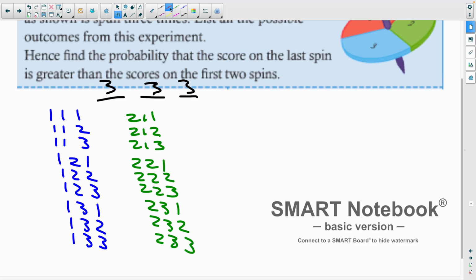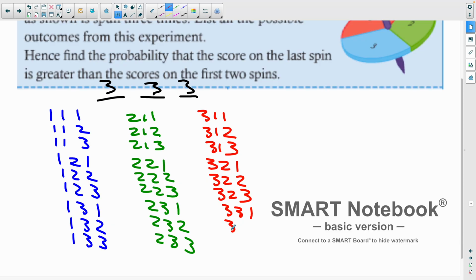All right, and then the last one, 3, 1, 1, 3, 1, 2, 3, 1, 3, 3, 2, 1, 3, 2, 2, 3, 2, 3, and 3, 3, 1, 3, 3, 2, 3, 3, 3. So there's all 27 of them.